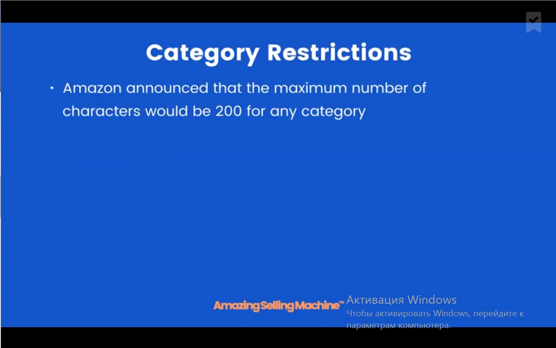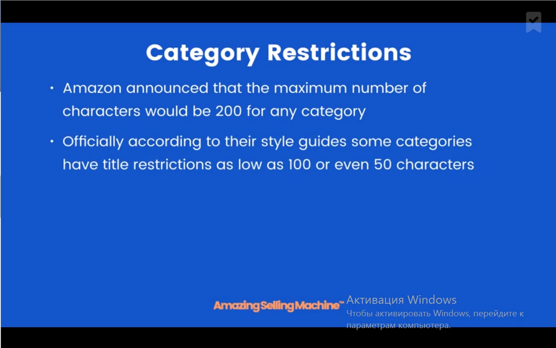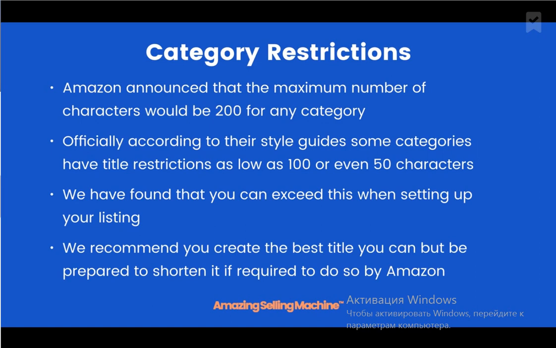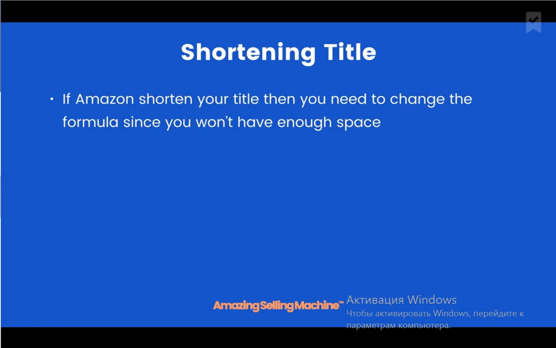Category restrictions. Amazon announced that the maximum number of characters will be 200 for any category. However, for some categories, it's still showing 250, but you should ignore that. 200 characters is more than enough for your title. Now, officially, according to their style guide, some categories have title restrictions as low as 100 or even 50 characters. But we have found that you can exceed this when setting up your listing. We recommend you create the best title you can, but be prepared to shorten it if required to do so by Amazon.